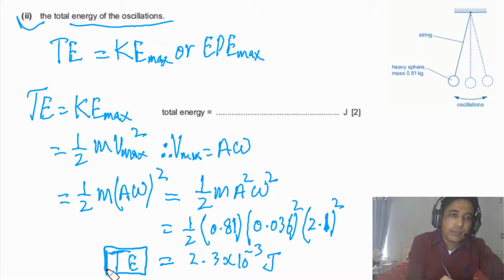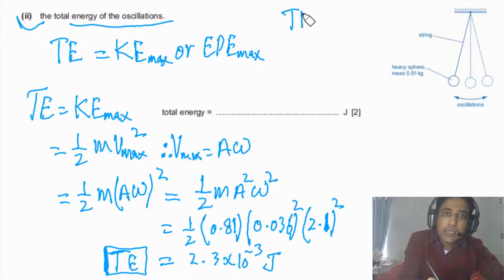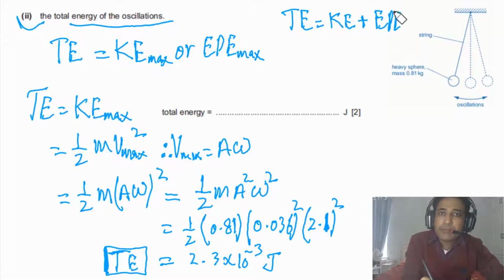So this is total energy of oscillation, and total energy of oscillations is equal to maximum kinetic energy or EPE max, meaning when the kinetic energy is maximum, EPE is equal to 0. You can also understand this one like this. Total energy is the sum of kinetic energy at any displacement and EPE. So when this one is maximum, this will be 0, and vice versa is also true.